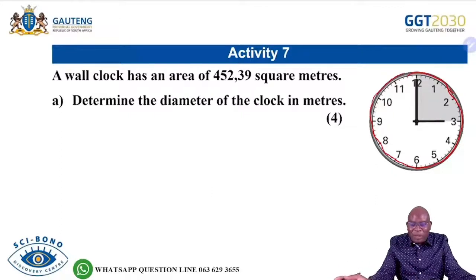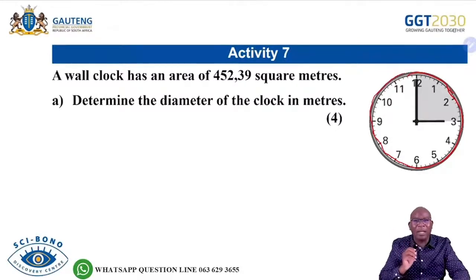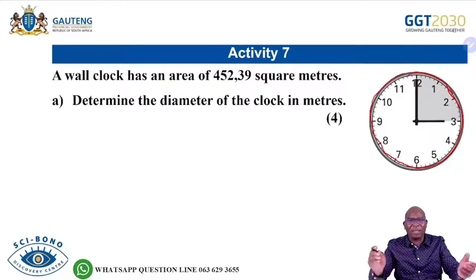There's nothing that has been given. We don't know what the radius is. We don't know what the diameter is. We only know the area. So what is the first thing that I'm going to do? I'm going to find a formula that has got an area. Remember, with the circles, it's very easy.